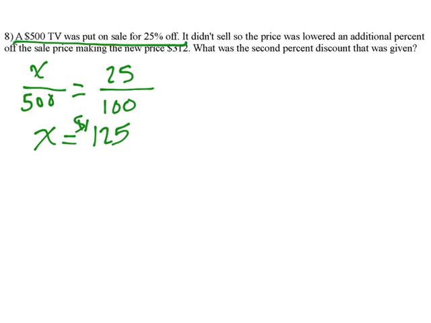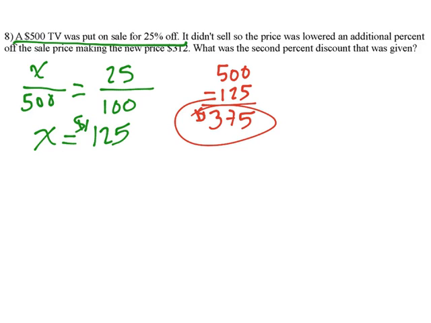$125. But this isn't how much you pay for the TV. This is how much the TV is discounted. So we have to take $500 and subtract 125. So $375 is the discounted price of the TV after the first discount.